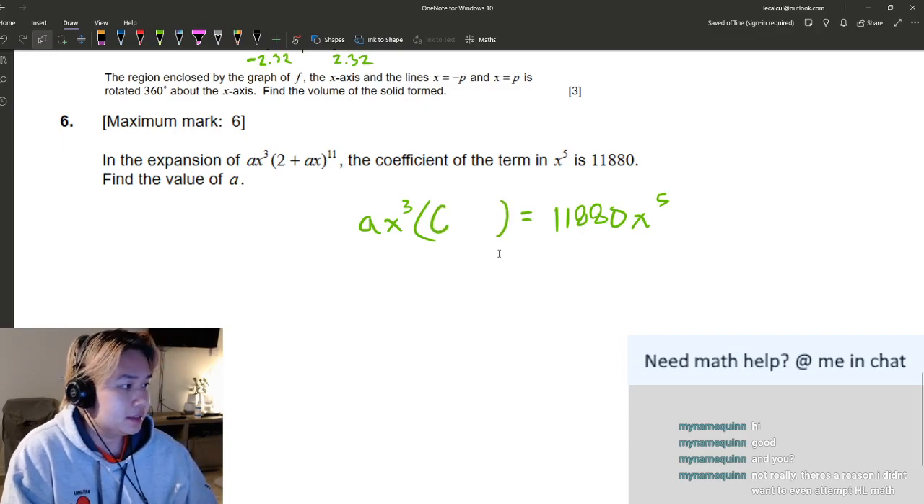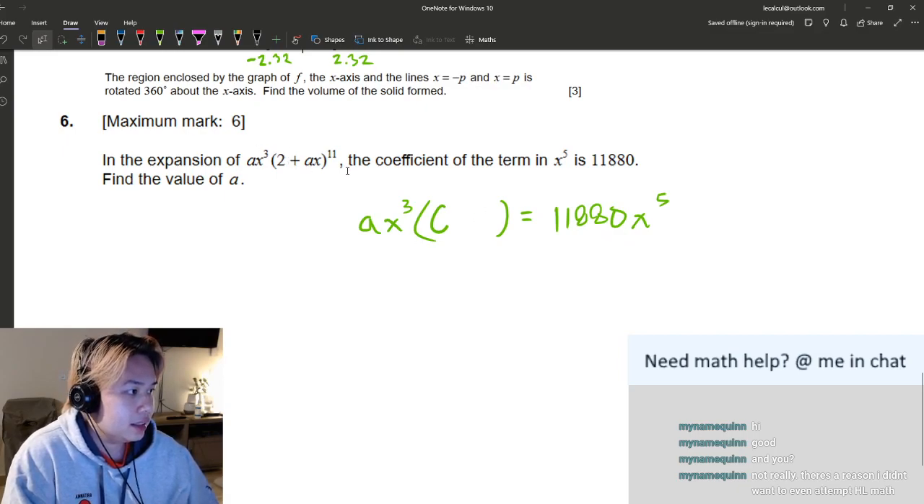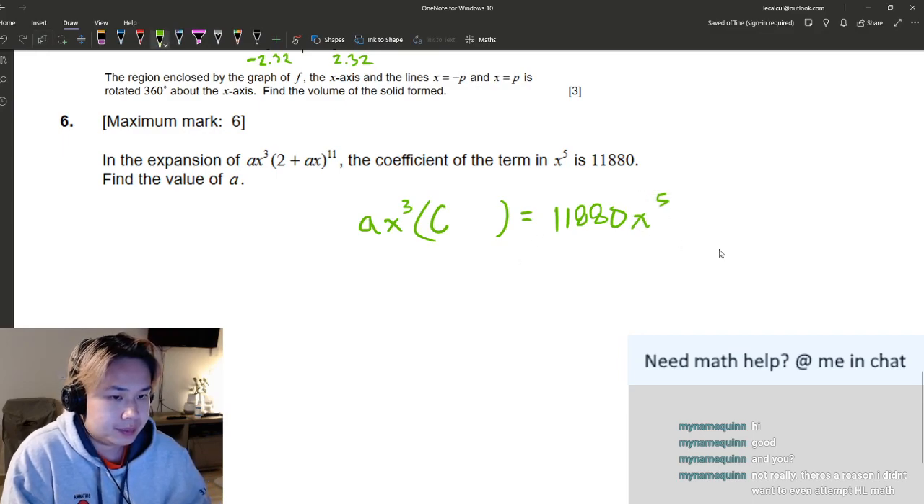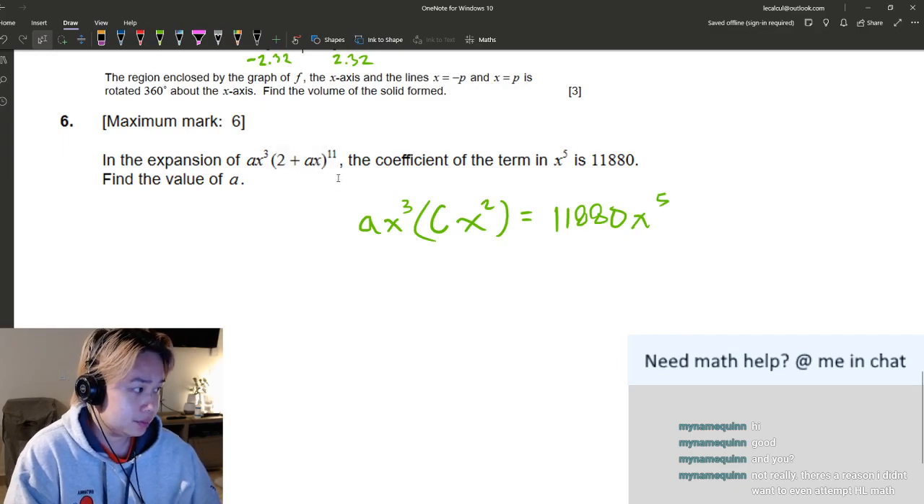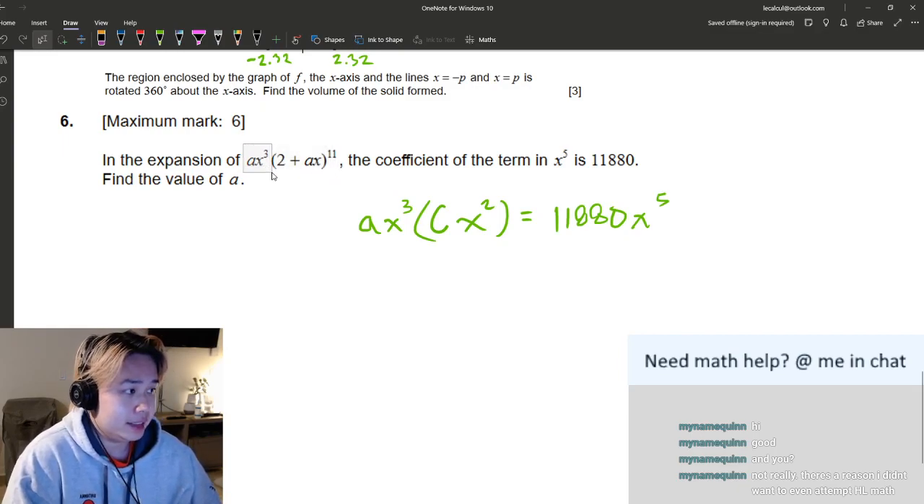Okay, so this is what it is. You know that this x to the power 5 term is going to come from multiplying ax cubed with some other x factor here. But because you know it's to the power 5, you know that this should be 2. So essentially what this is saying is you need to find out the x squared term in this binomial expansion, because that's going to multiply with the x cubed term, which makes the x to the power 5 term.